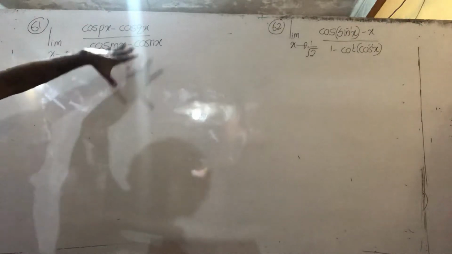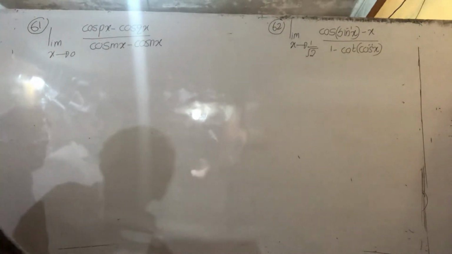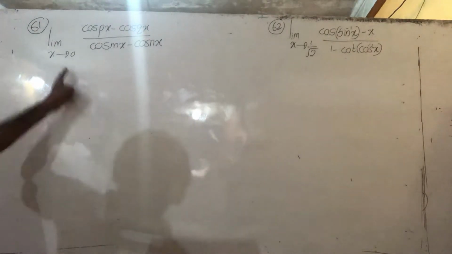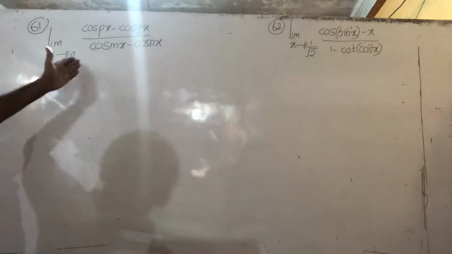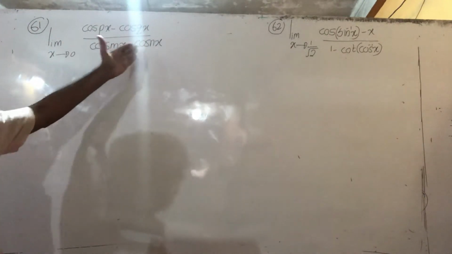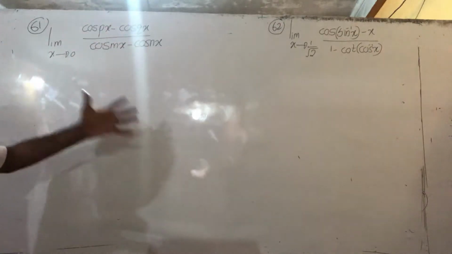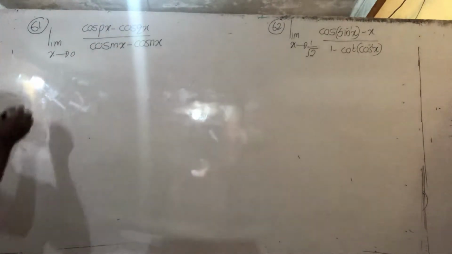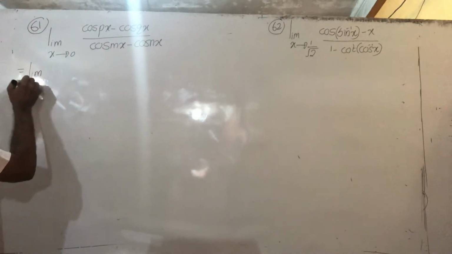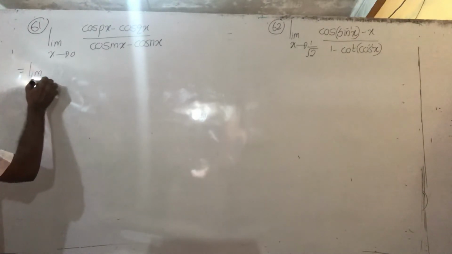See question number 61: limit of (cos px minus cos qx) over (cos mx minus cos nx), as x approaches 0. If you apply x equals 0, cos 0 is 1, so 1 minus 1 is 0 over 1 minus 1, 0. That is a meaningless pattern. Therefore, use another trigonometric approach.